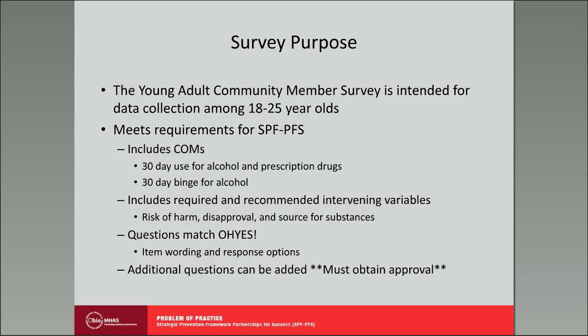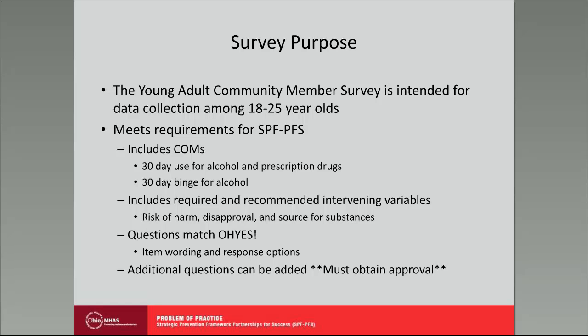The Young Adult Community Member Survey was an instrument created for data collection among 18 to 25-year-olds. It meets the requirements for the Strategic Prevention Framework Partnership for Success, or SPF-PFS. It includes the COMS, the 30-day use for alcohol and prescription drug items, as well as the 30-day binge item for alcohol. So those are the consumption items for the COMS, as well as the required and recommended intervening variables: the risk of harm, disapproval, and obtaining the source for substances for both alcohol and prescription drugs.